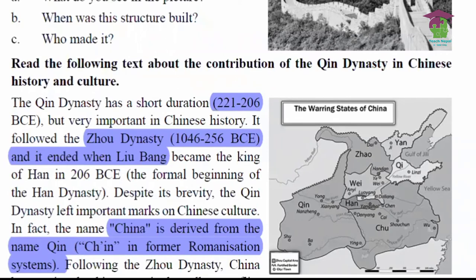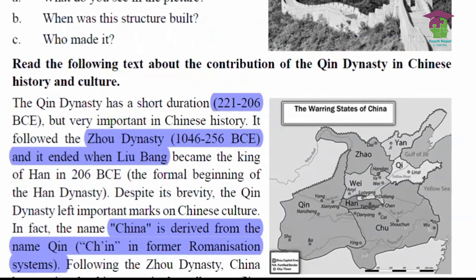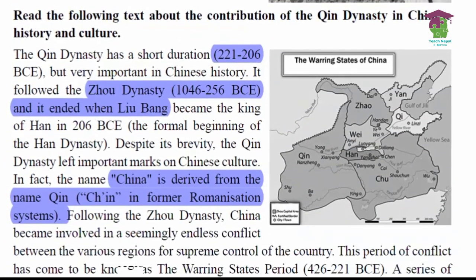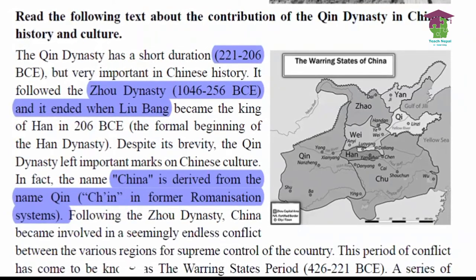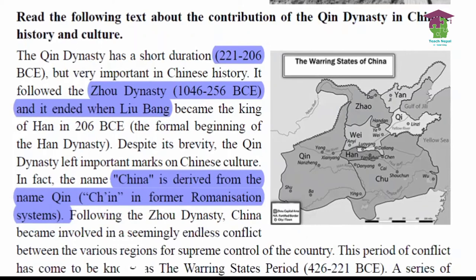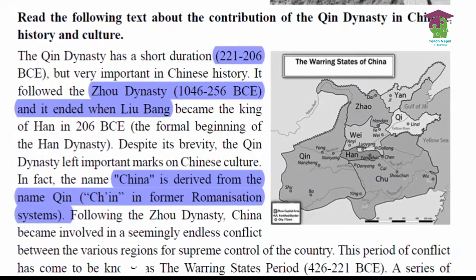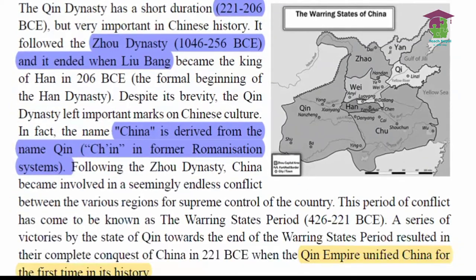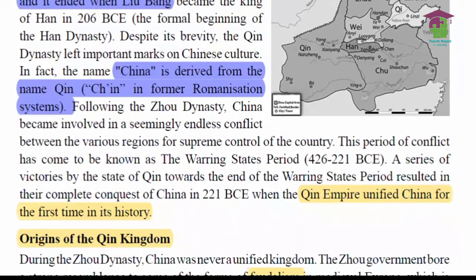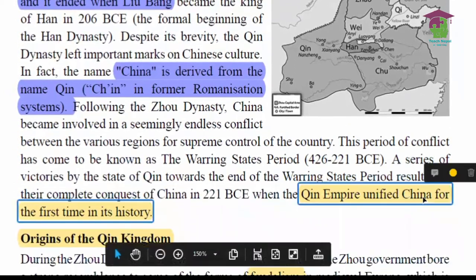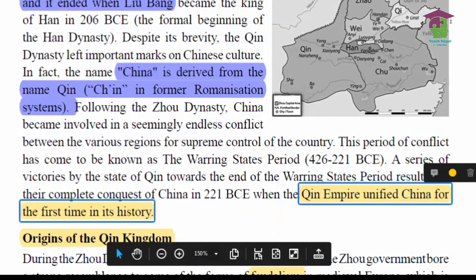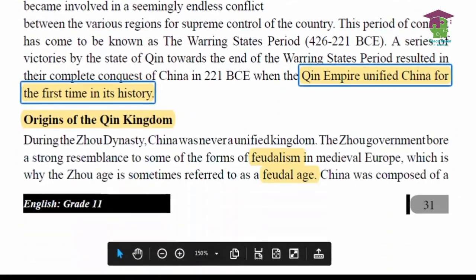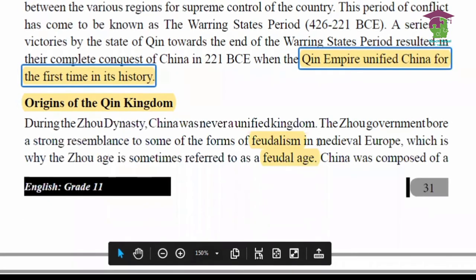Here we are going to deal with the Qin Dynasty. The Qin Dynasty had a short duration; it started in 221 BC and ended in 206 BC. It followed the Zhou Dynasty, and today's China is derived from the name Qin, that is C-H-I-N, in the former romanization system. The Qin Empire unified China for the first time in history.